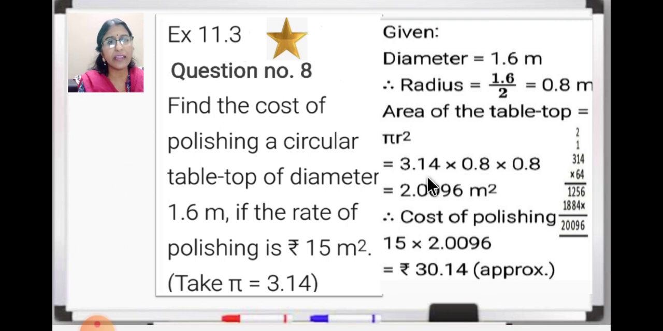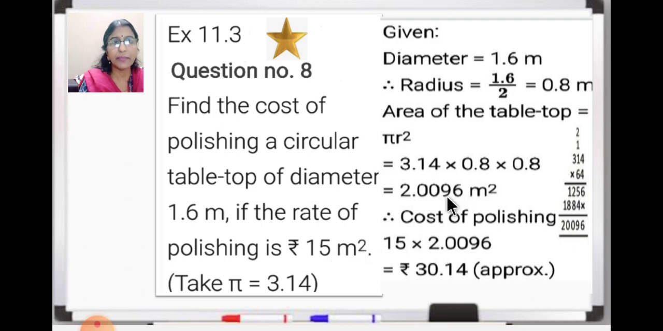Here there are 2 decimal places in 3.14, 1 decimal place here, 1 decimal place here. So totally how many decimal places? 4 decimal places, 1, 2, 3, 4. At the end you give the decimal, so you will get 2.0096 meters square. Now the cost of polishing is 15 rupees per meter square.